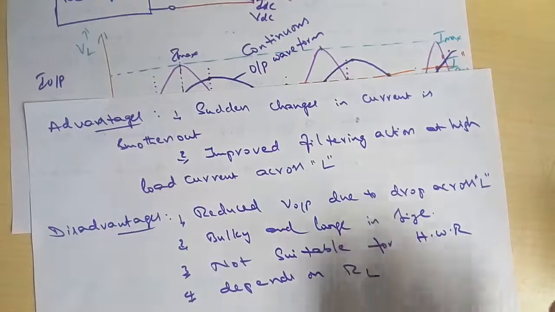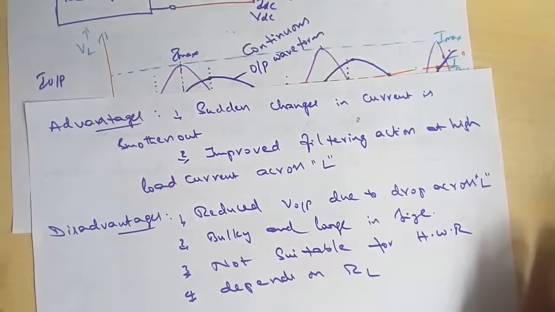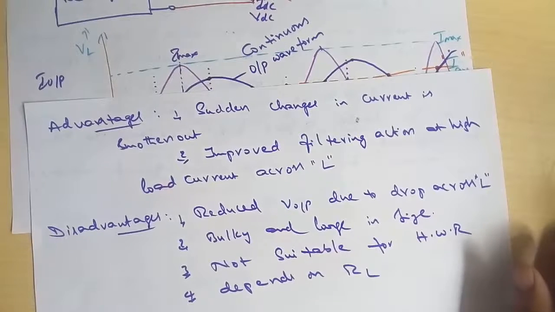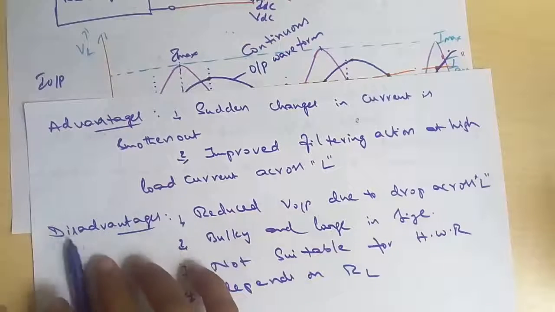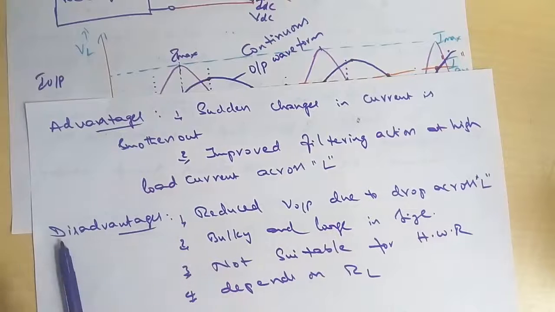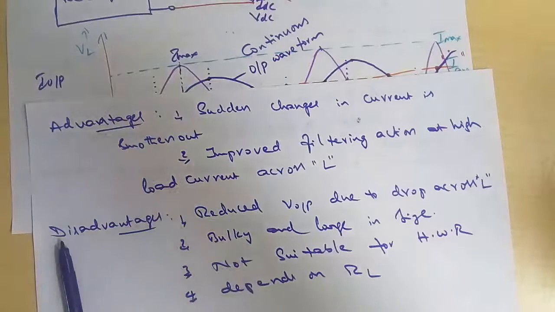So now the series inductor filter is completed. In the previous class the parallel capacitor filter was completed. In the next classes we will discuss the L section and pi section filters. The L section filter is also called the input inductor filter, and the pi section is also called the capacitor input filter. So thank you very much.